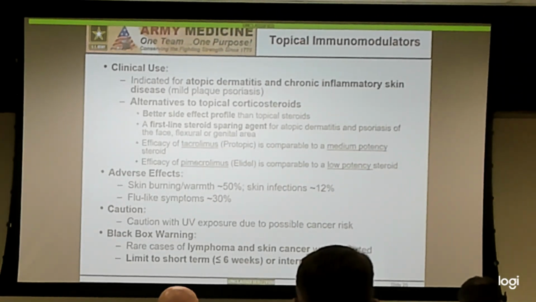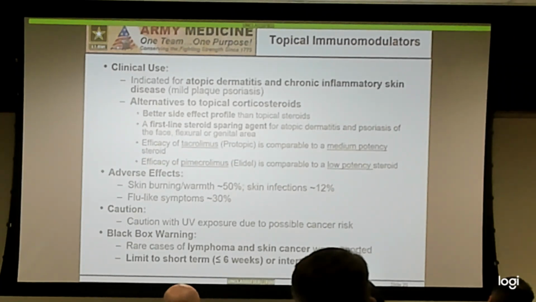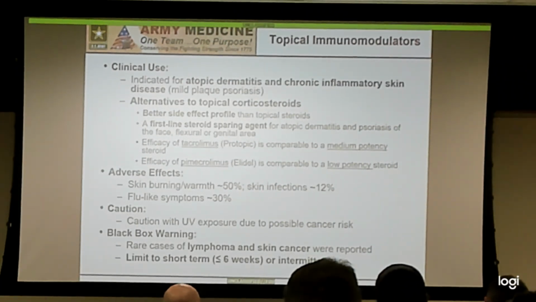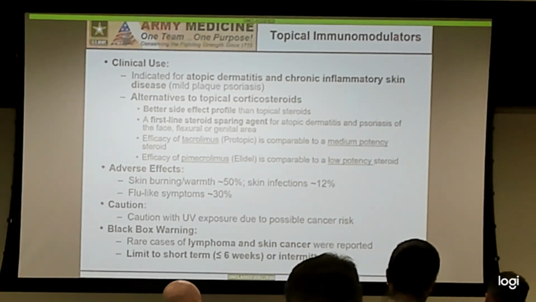Caution with our UV exposure because of a possible cancer risk, so make sure they're medicating first and then they're putting on their sunscreen. Black box warning: increases the risk of them getting lymphoma or skin cancer. So we do try to limit this to short-term use, so hoping that their eczema flare-up responds quickly to our treatment. If it doesn't, a lot of times that is why we try to end up doing systemic treatment. So you're trying to limit it for less than 6 weeks.